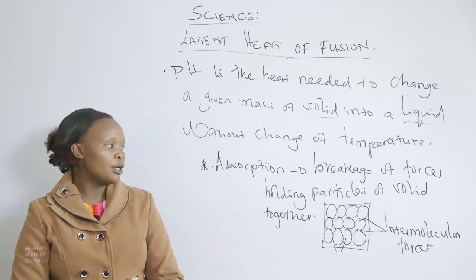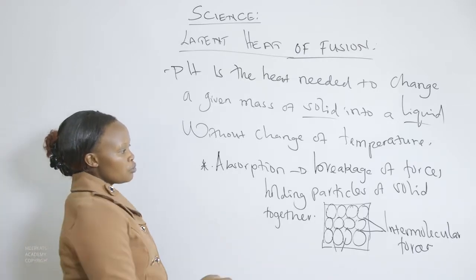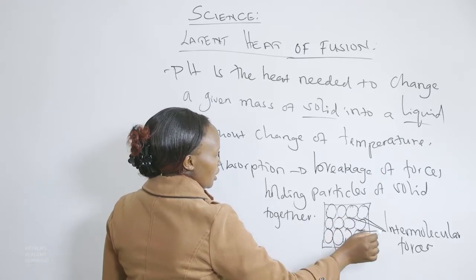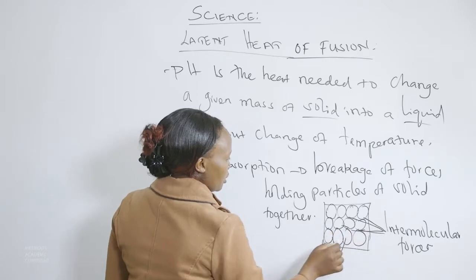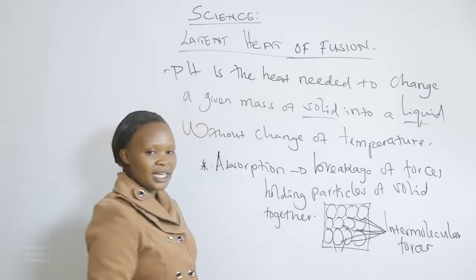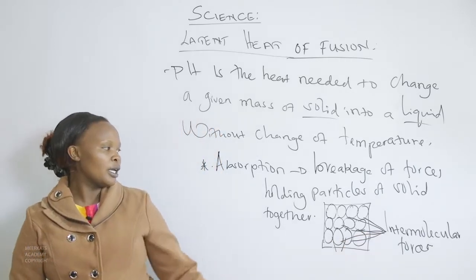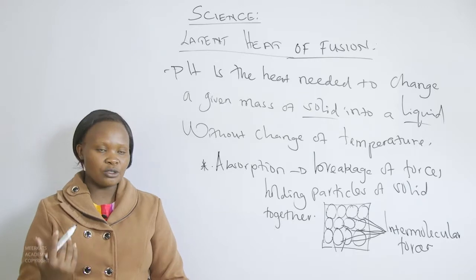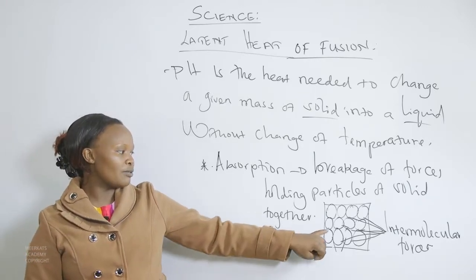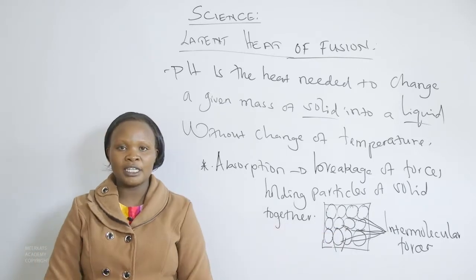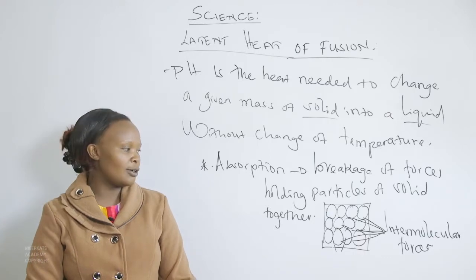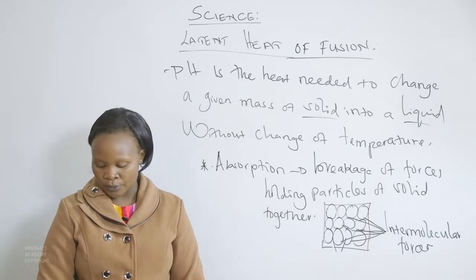into a liquid, which means what we are supposed to do is to break these forces holding the particles together. We are supposed to break them by supplying heat. That way, the particles are now going to be moving at random, because the forces will have been weakened by the heat that we are calling the latent heat of fusion.